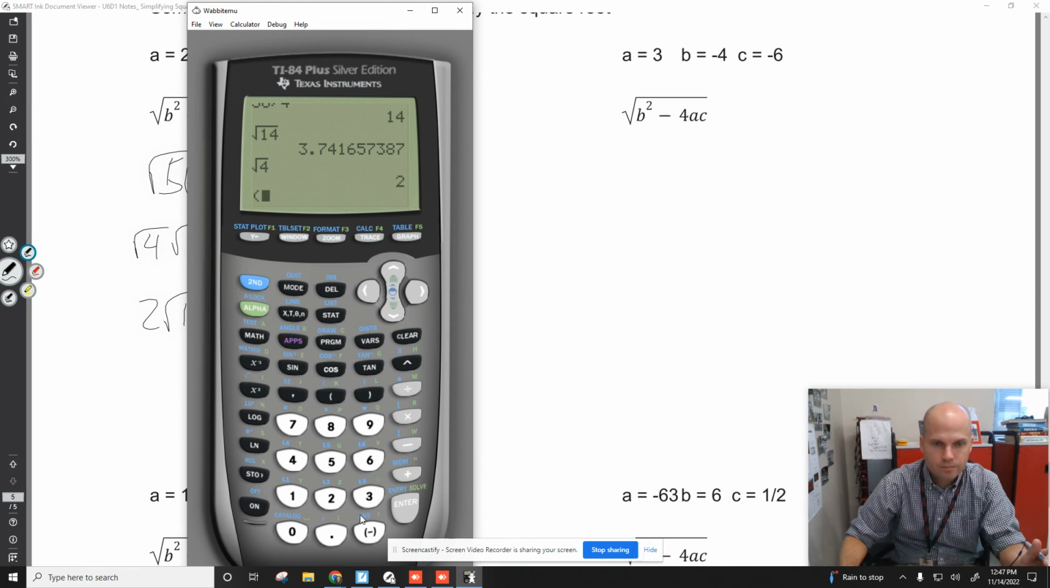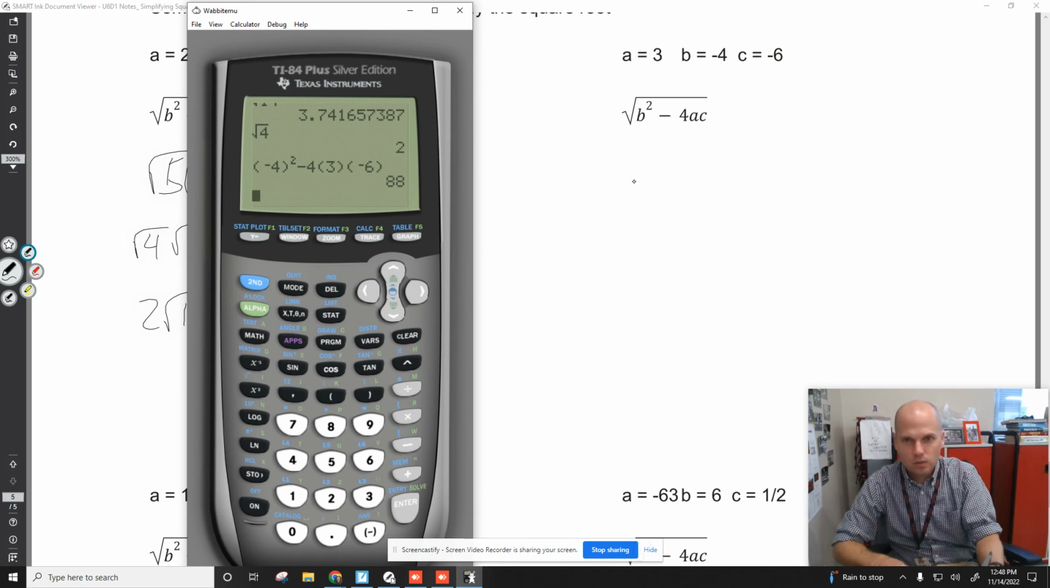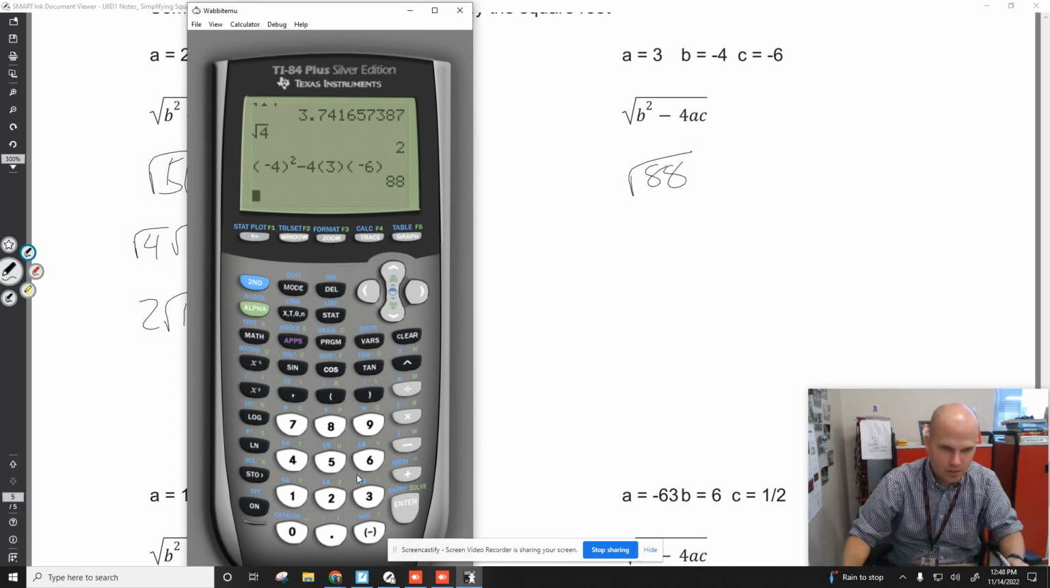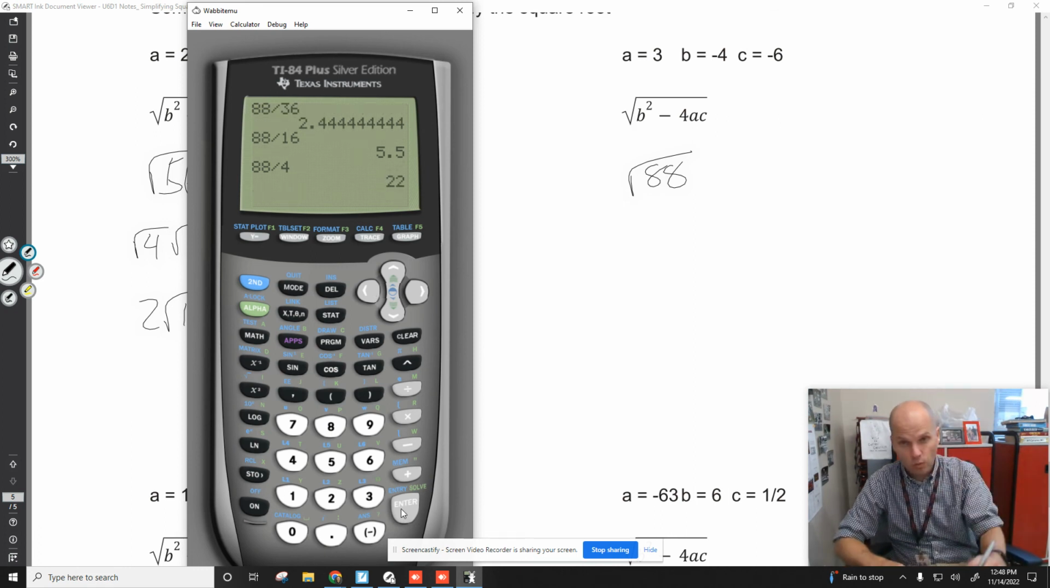Okay? Let's do it here. B squared minus 4 times A times C. 88. Cool. I think this is another deal with 4. 49 is not going to work. 25 is not going to work. 36. 16. 4. 9. 9 doesn't work, but 4. Root 4, root 22. Root 4 is 2. Root 22 cannot be simplified.